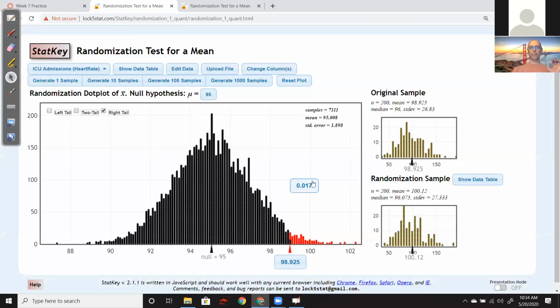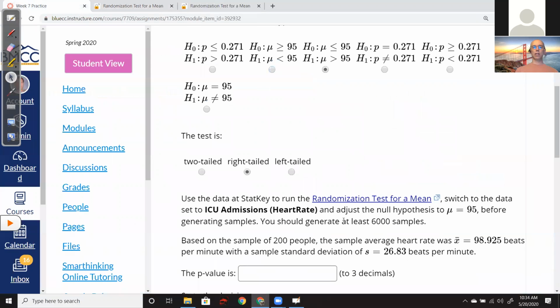That's right. Okay, so they say the probability of finding another sample of 200 people with an average heart rate greater than 98.925 is about 1.7% if we expect the average heart rate to be at most 95 beats per minute. Okay, so I'll write that down. That's the meaning of this p-value. And I do ask about that in the application, which hopefully will be posted this afternoon. I'm almost done editing it.